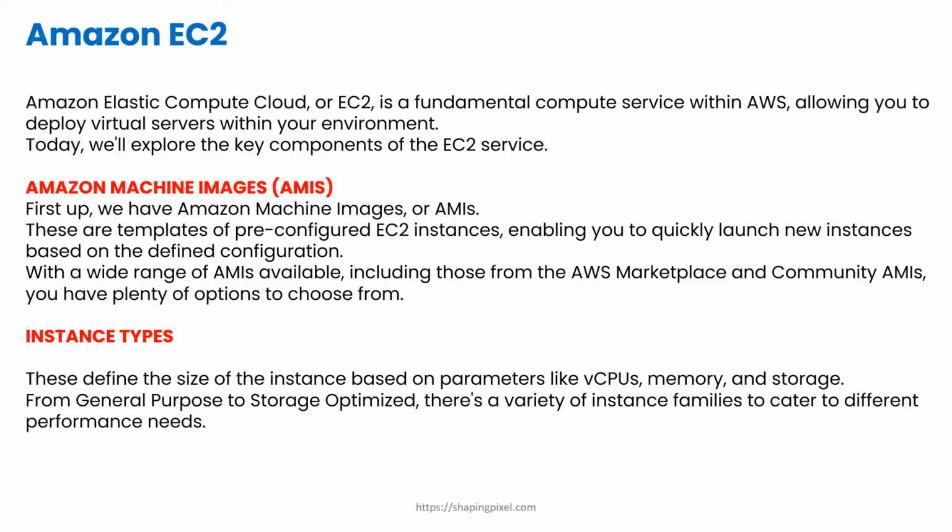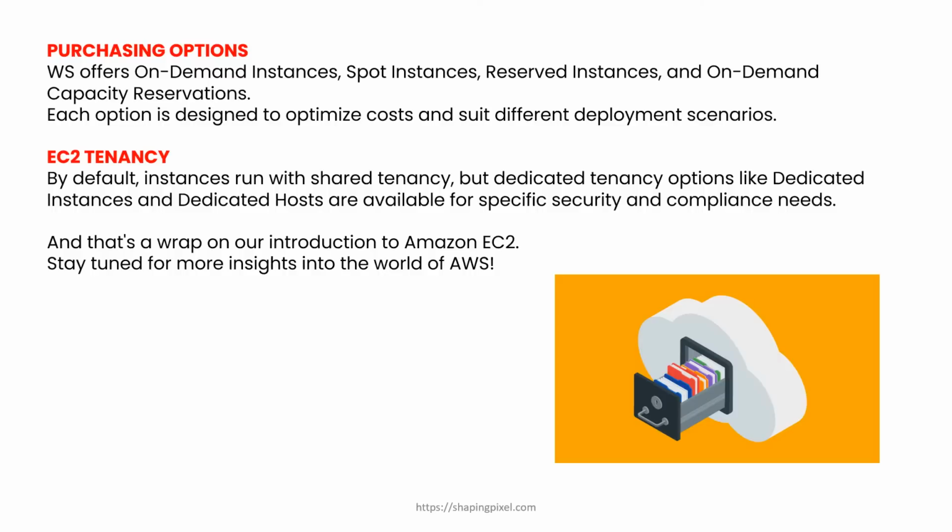So let's talk about instance types. These define the size of the instance based on parameters like CPUs, memory and storage, from general purpose to storage optimized. There is a variety of instance families to cater to different performance needs. Moving on to the purchasing options, AWS offers on-demand instances, spot instances, reserved instances, and on-demand capacity reservations. Each option is designed to optimize cost and suit different deployment scenarios.